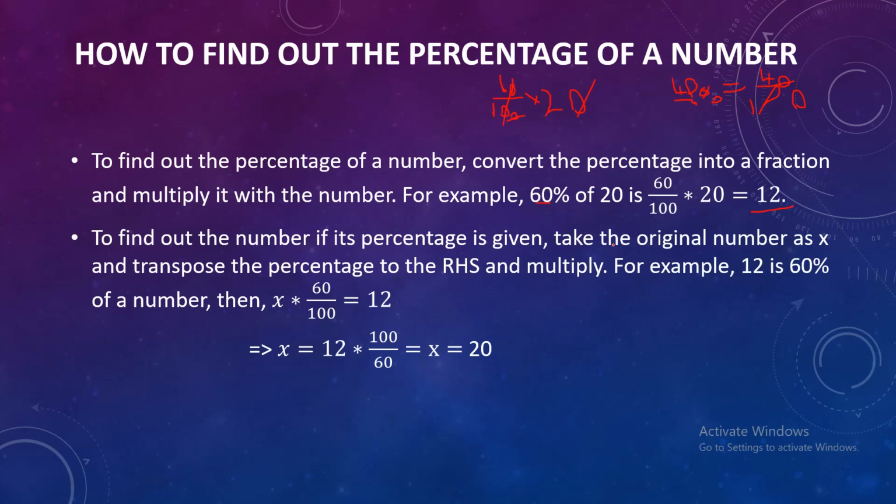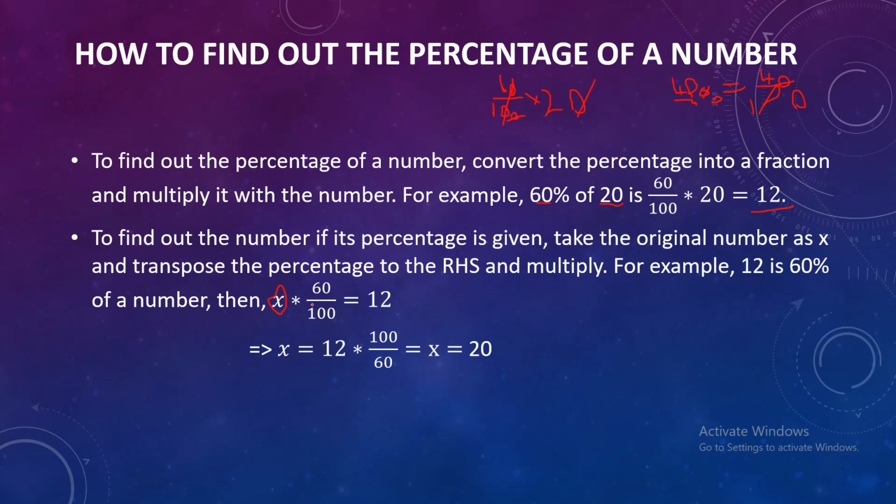Now, to find out the number if its percentage is given, for example, 12 is 60% of a number, so the answer would be 20. I am taking this example only. So 12 is 60% of a number, and we need to find out the number. So we will take the number, as we don't know it, as x.